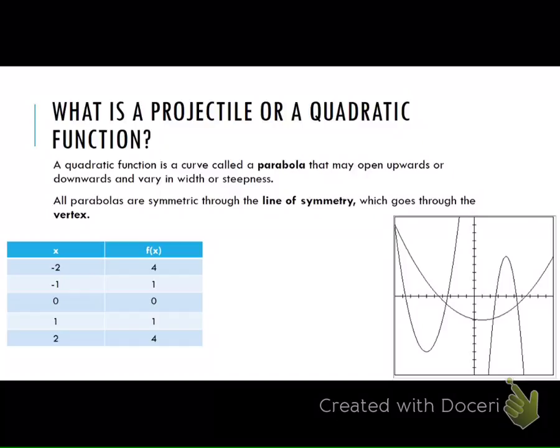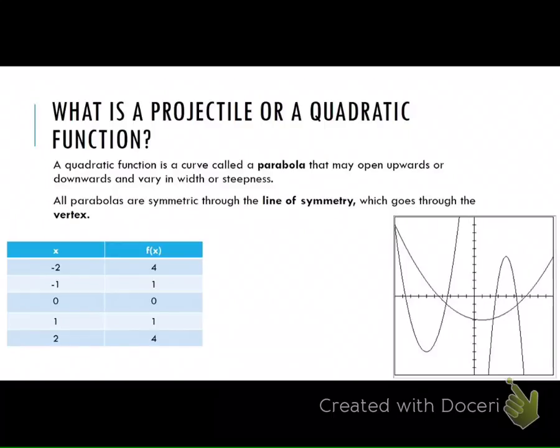It's not straight. All right. So, what is a quadratic function? Please focus. A quadratic function is a curve called a parabola that may open upwards or downwards and vary in width or steepness. All parabolas are symmetric through the line of symmetry which goes through the vertex. So let's talk about what each of these are.